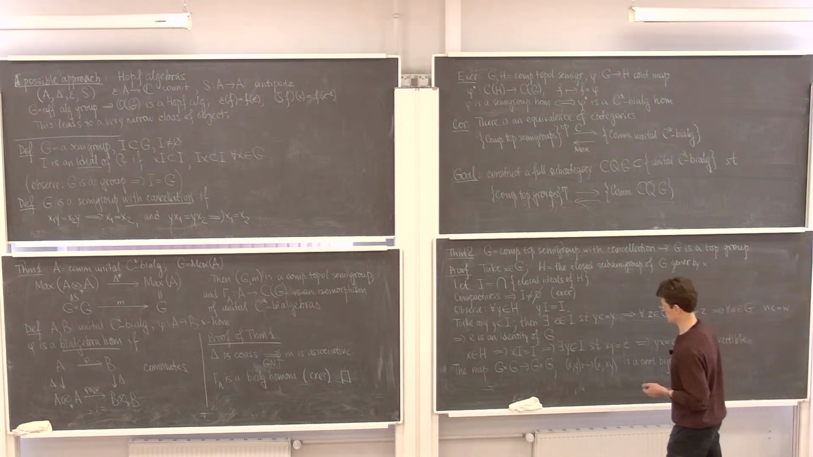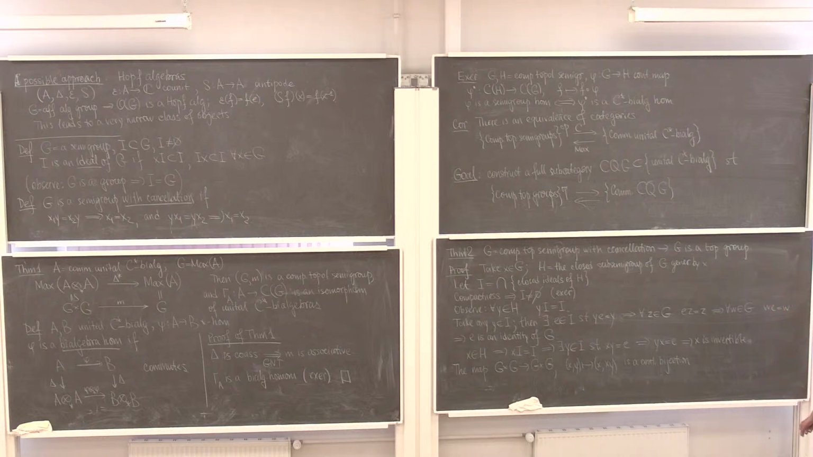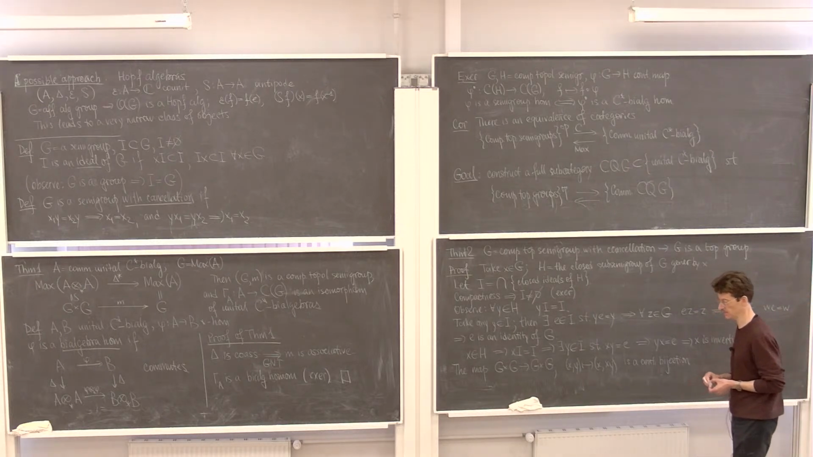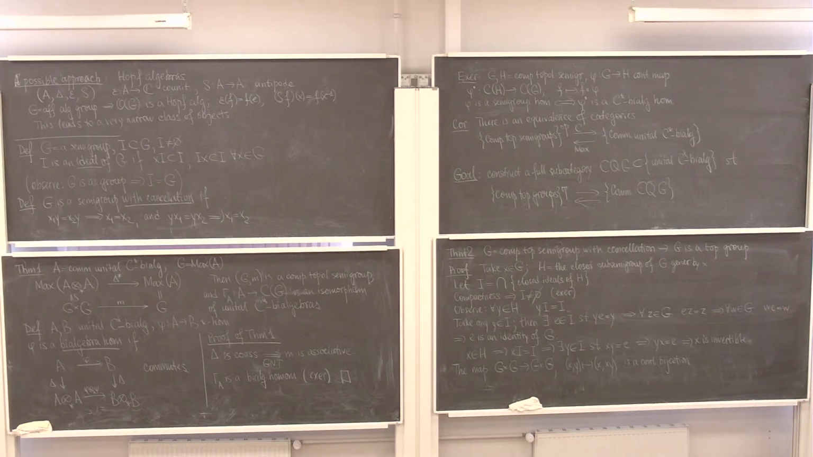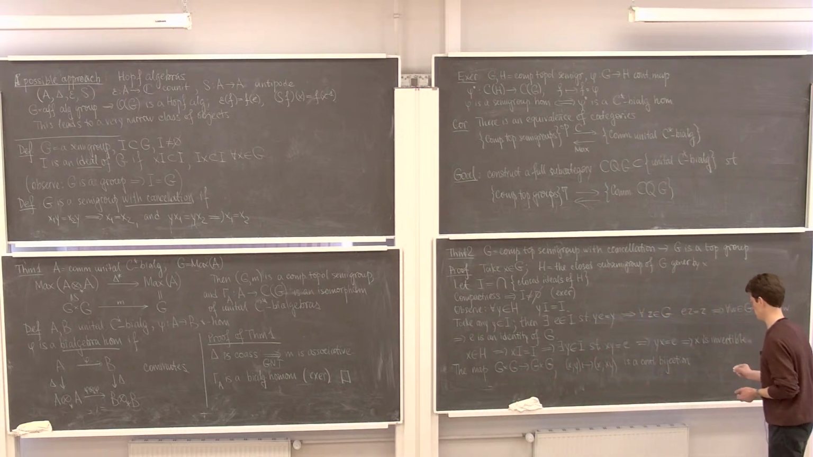It is a continuous bijection, and G cross G is a compact Hausdorff topological space. Well, when we speak of compact topological semigroups, we always assume that it is Hausdorff. Sorry, I forgot to tell you about this, but this is a standard convention. So a compact semigroup is a compact Hausdorff semigroup. So it is a compact Hausdorff topological space, and this is a continuous bijection.